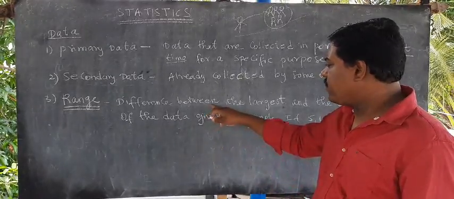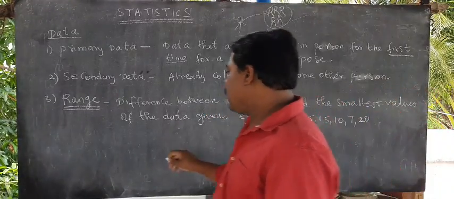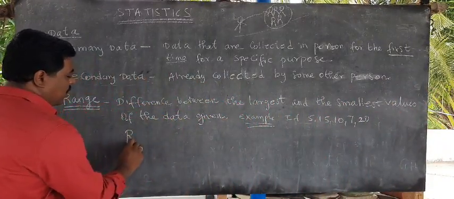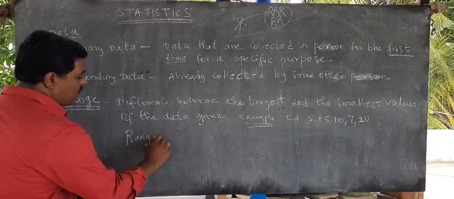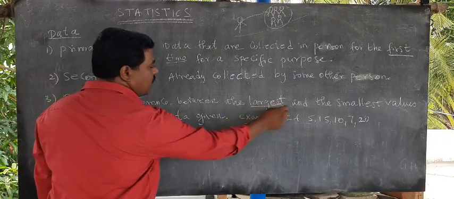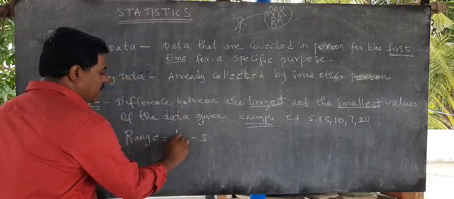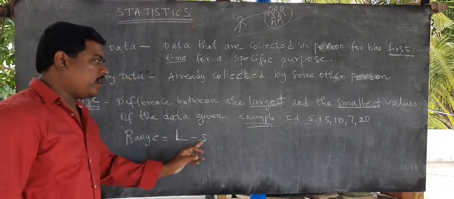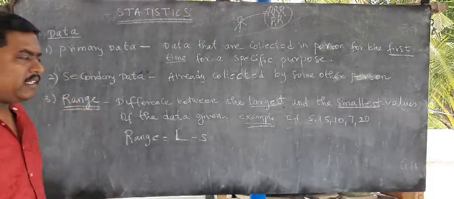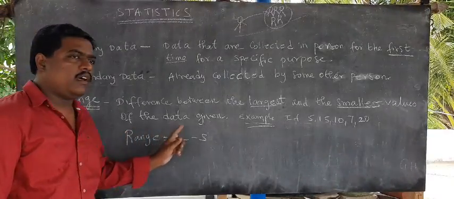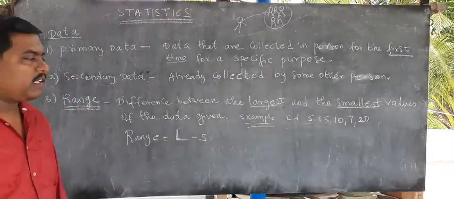So the difference between the largest and the smallest value. This is the formula. Range equals largest value minus smallest value, that is L minus S. How do we find the range? Range means this formula: Range equals L minus S.